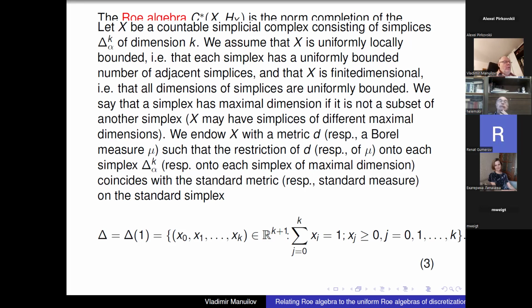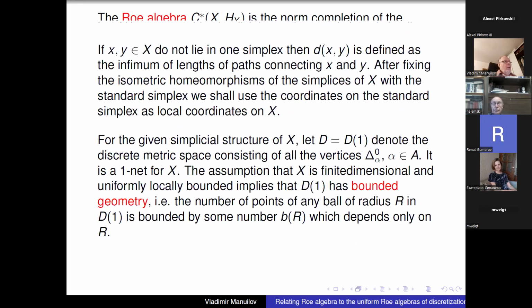We have to introduce some metric, and let us do it as follows. We assume that each simplex is isometric to the standard simplex, which is given by these equations in the Euclidean space. And we can take the measure and the metric from this standard simplex. If two points are placed on different simplices, then we can define the distance between them by an infimum of all possible distances of all possible ways from one point to another. Within each simplex, the distance is the standard one. Okay, so we can use the standard coordinates on the simplices as well.